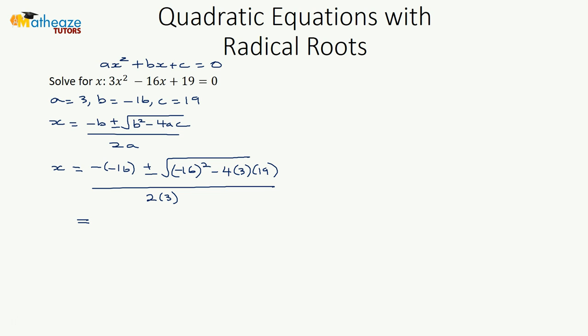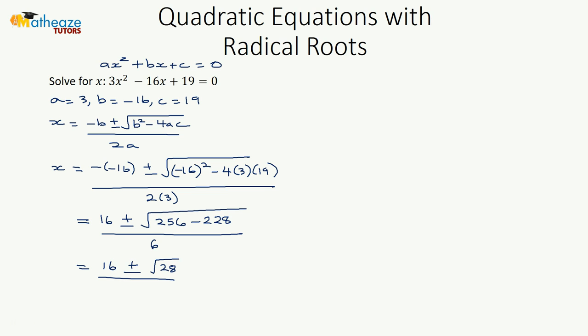When we simplify, we have 16 plus or minus the square root of 256 minus 4 times 3, that's 12. 12 times 19, let's do that quickly here. 12 times 19 is going to be 228, divided by 6, which is going to give us 16 plus or minus the square root of 28 divided by 6.